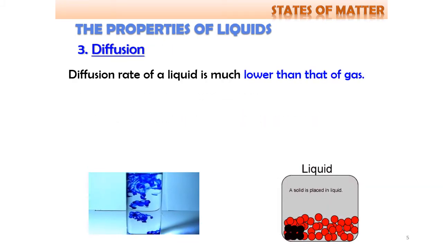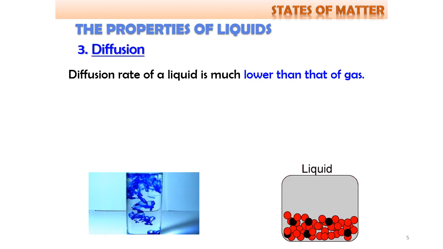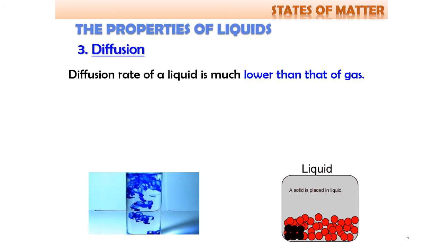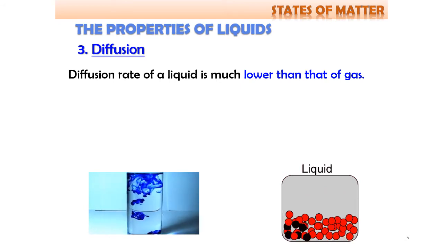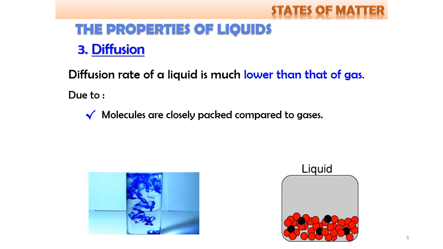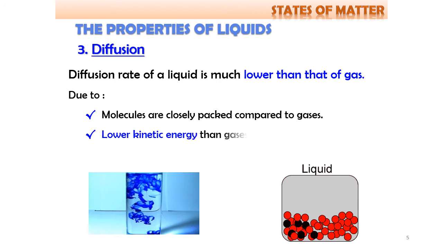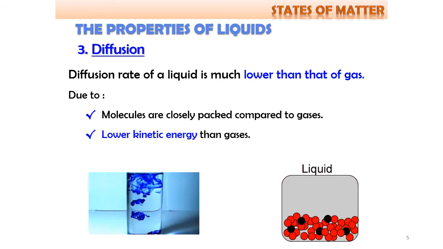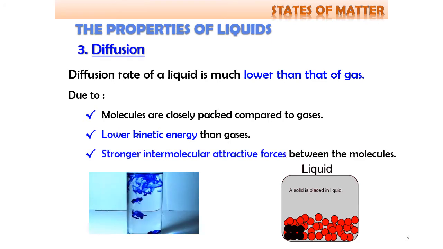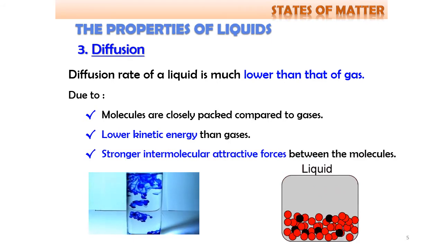Right, so let's have a look at diffusion. So the diffusion rate in liquid is much lower compared to in gas. Why? This is because molecules are closely packed compared to gases. Therefore, they will have lower kinetic energy compared to gases. And in addition, they will have stronger intermolecular forces between the molecules.